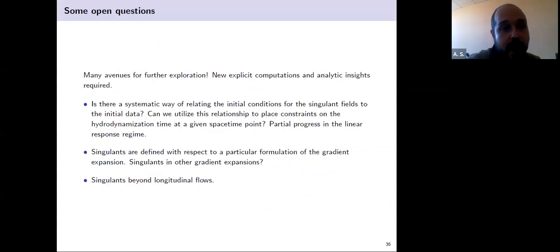Okay. And I'm just going to leave you with some open questions. This is the final part of the talk, with the last slide of the talk. So I would say that the notion of singulants opens many avenues for further exploration. And these avenues would demand new explicit computations, like I just mentioned, and also new analytical insights. And on the questions that I find important, I want to highlight three of them.